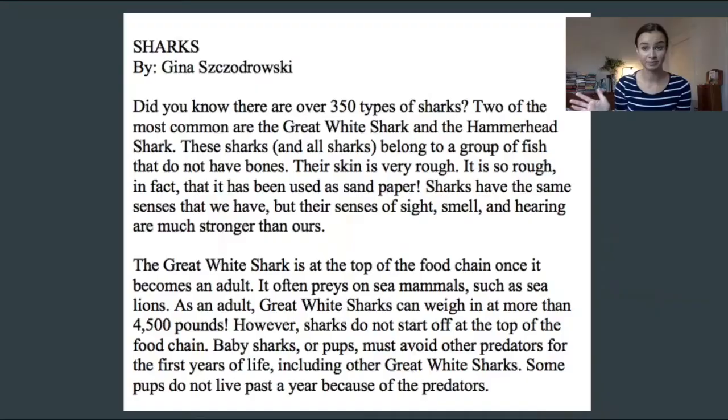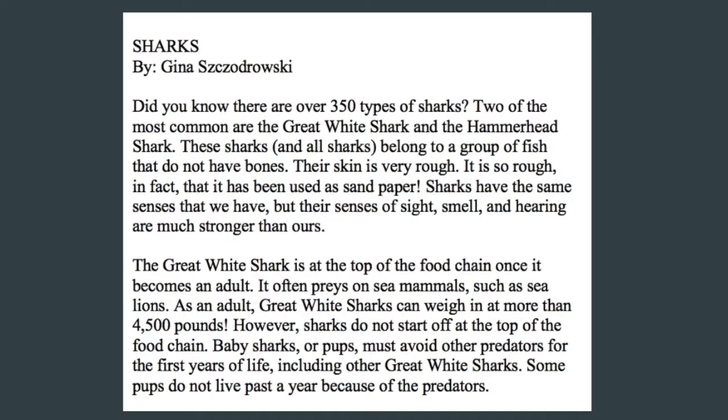All right, sharks. Title of the article. It is sharks. Shout out to Gina Sodrowski, maybe. Thank you so much for writing this article for us to enjoy. What do we do first with close reading? We read it slowly together. So follow along. I'm going to go ahead and read this out loud as you view the text on your screen.